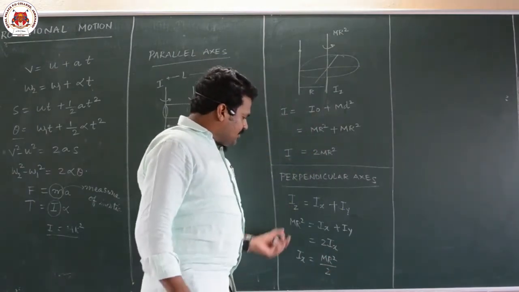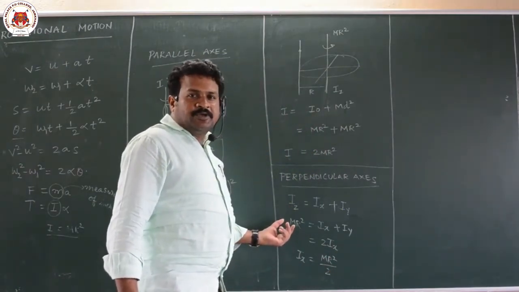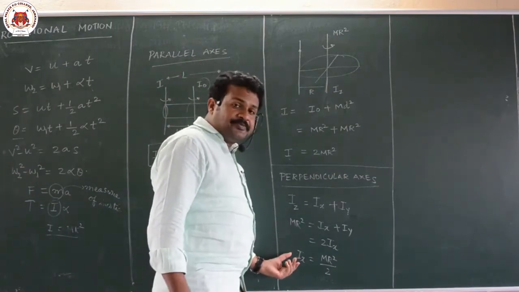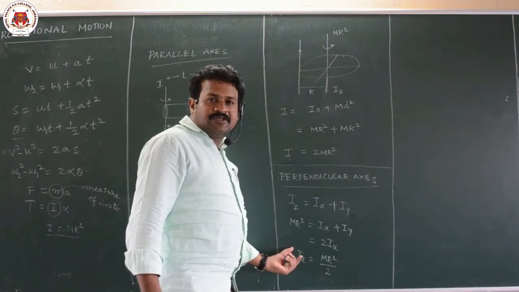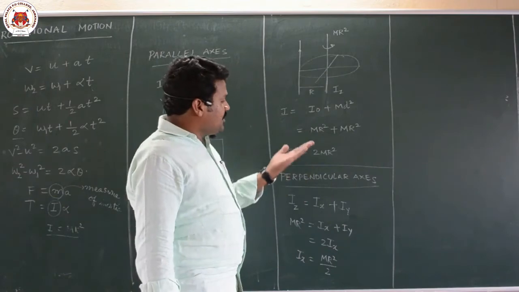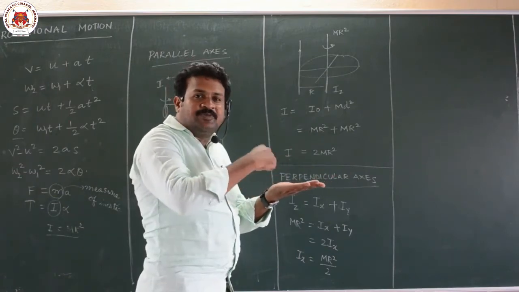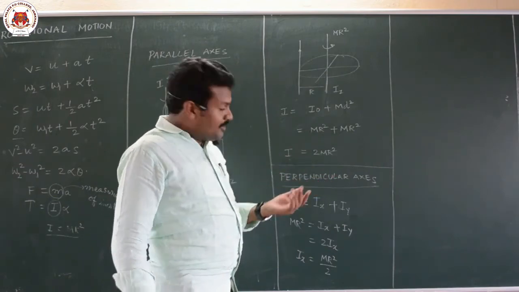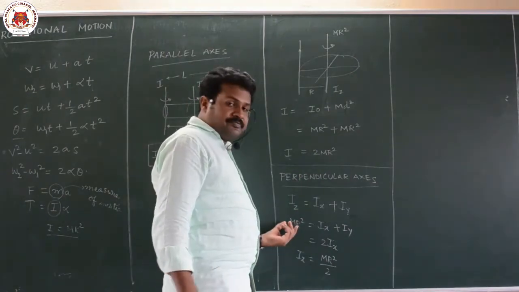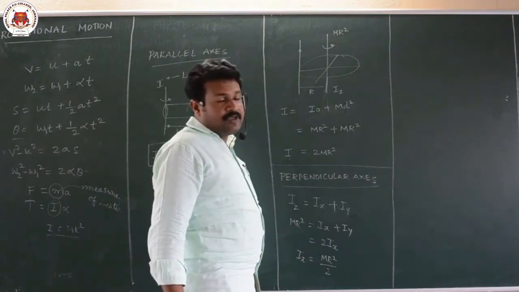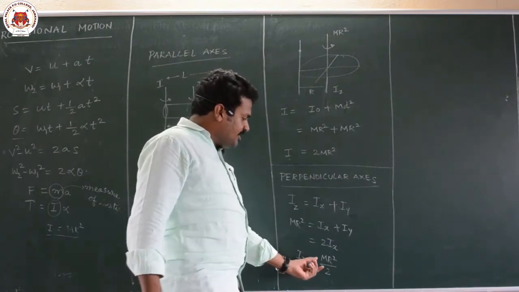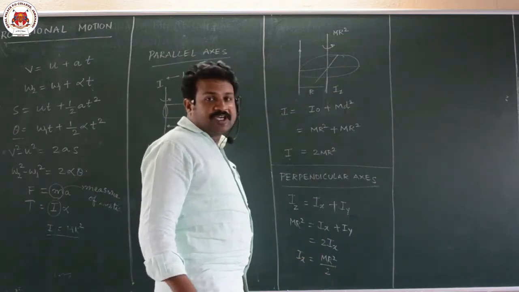When a ring is rotated along its center perpendicular to its plane, the moment of inertia is mr square. When it is rotated along the diameter in its plane, that means if the ring is present in the xy plane, and we are rotating in that plane only, then it is mr square by 2. If you are rotating the ring perpendicular to its plane, it is mr square. Now if you take a tangent in its plane, you have to take this mr square as I naught.